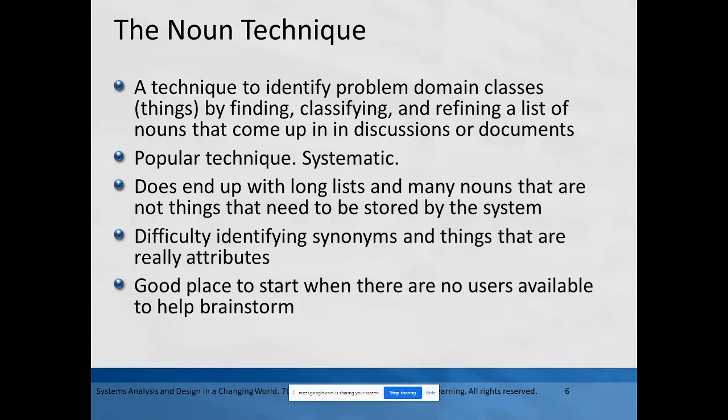A good place to start when there are no users available to help brainstorm. That's a very loaded sentence right there. What I'm inferring from what the author is saying here is that this is an inferior approach, and you could start with it if you just don't have any users and you're essentially a loser yourself. It's a very pejorative sentence in my opinion, and I don't think it's appropriate, because it's not that there's necessarily no users available. It's making the most efficient use of your time as a systems analyst.